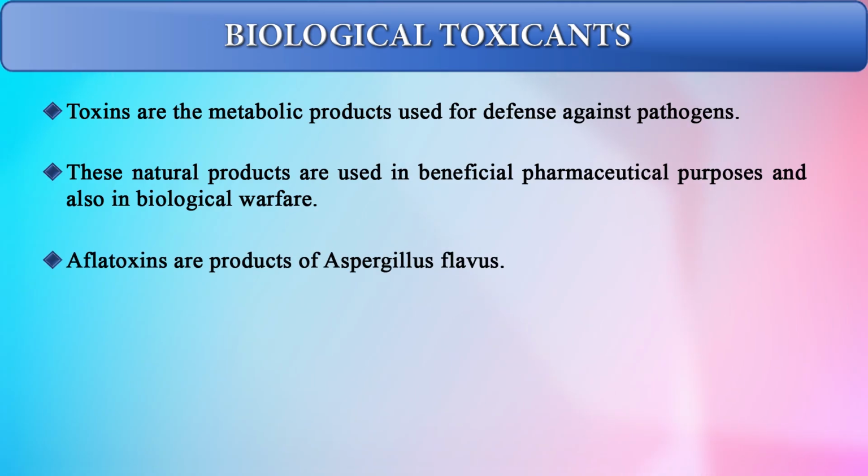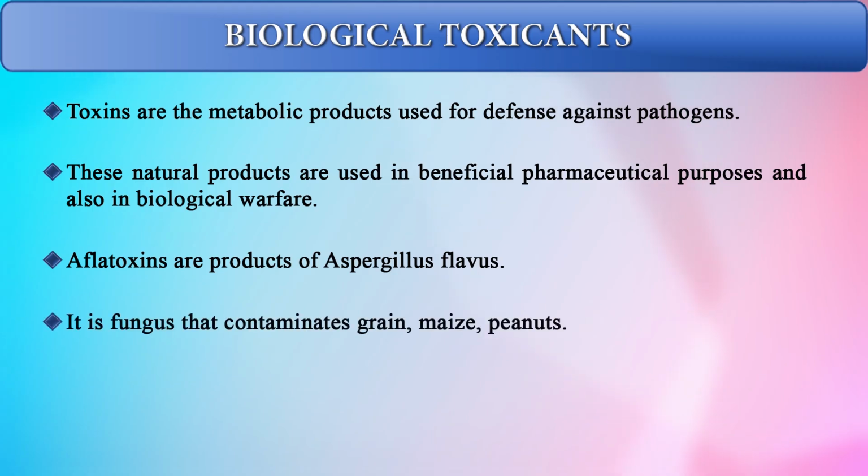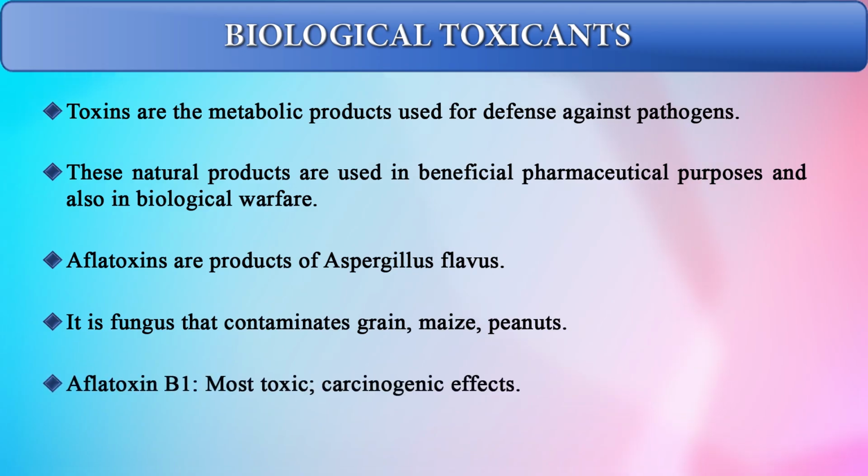Aflatoxins are products of Aspergillus flavus. It is a fungus that contaminates grain, maize, and peanuts. Aflatoxin B1 is the most toxic and it has carcinogenic effects.